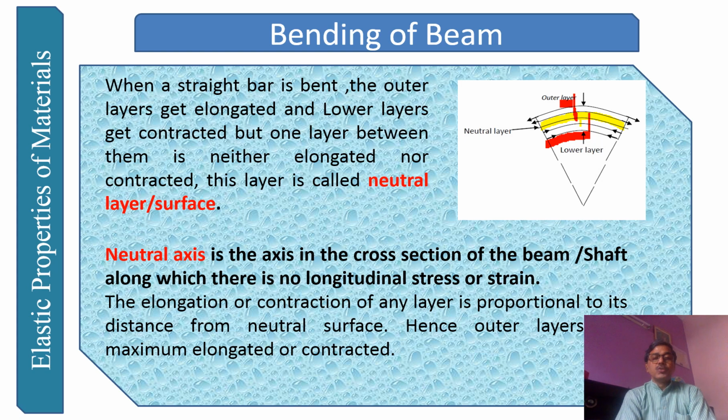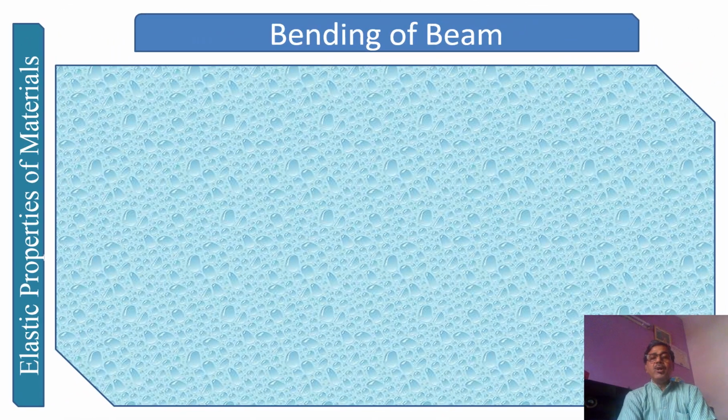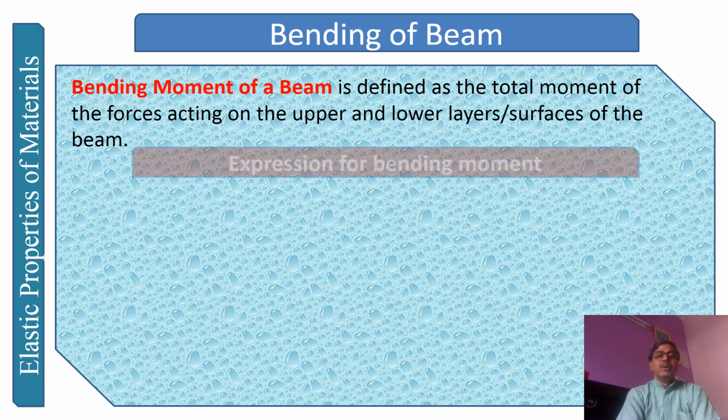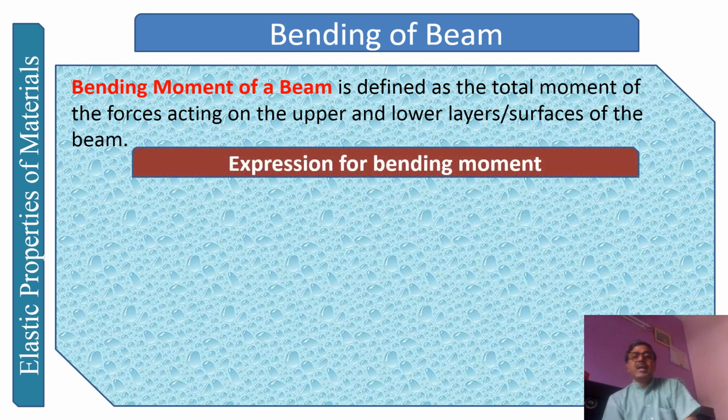All right. So what we are saying is, the elongation or contraction of any layer is proportional to its distance from the neutral surface. Hence the outer layers are maximally elongated or contracted. The outer layer means the top surface or the bottom surface. It is getting maximum elongated or contracted. All right, so that makes up the beam. Now we are going to find out what the bending moment is.